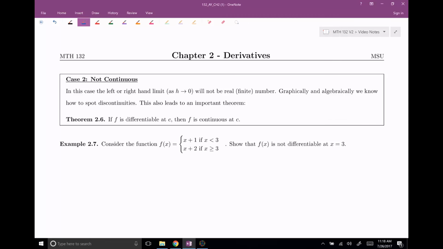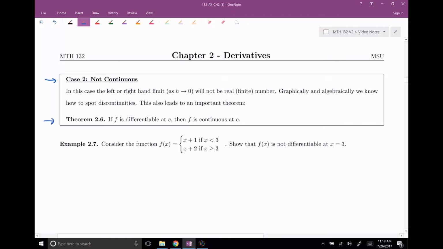This also leads to another important theorem. So, if f is differentiable at a value c, then it is continuous at a value c, right? Because if it wasn't continuous, then there's no way it could be differentiable. So the only way it can be differentiable is if it is continuous. So that's almost a rephrasing of this second case.